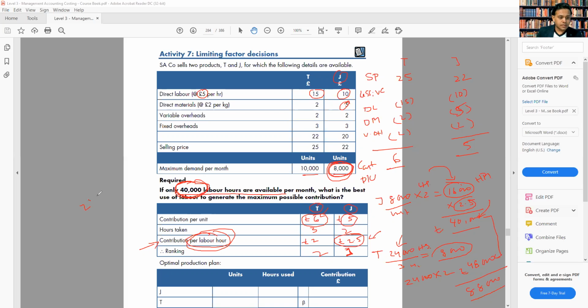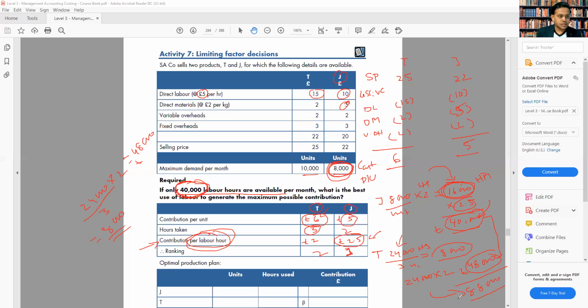So with 24,000 hours, how many units can we make? Every unit of T needs 3 hours. If we divide by 3, we can make 8,000 units. Now the contribution is per hour, not per unit, remember that. Because for the last one we also multiplied with the hours, not the units. So 24 times 2 gives you 48,000. So 48 plus 40 gives you 88,000 total contribution, because the contribution is calculated on the hours.